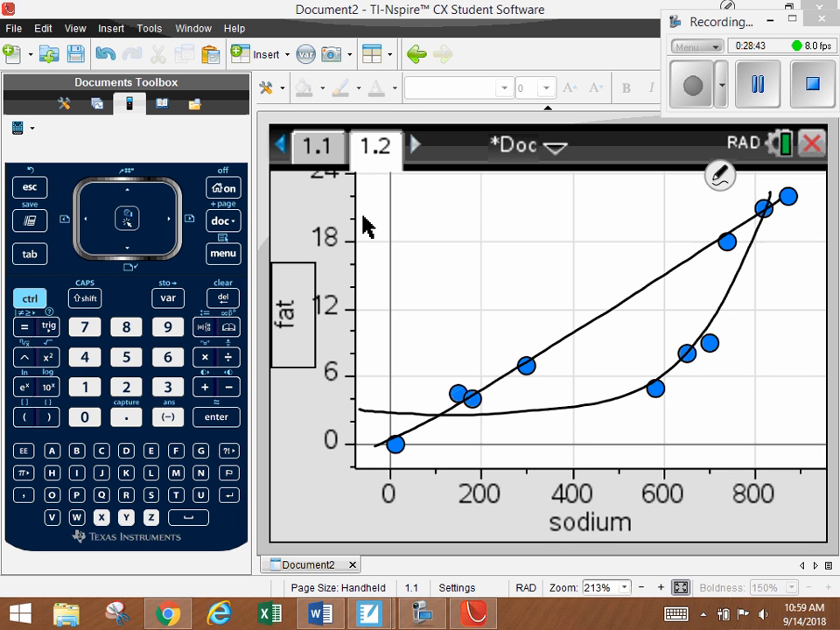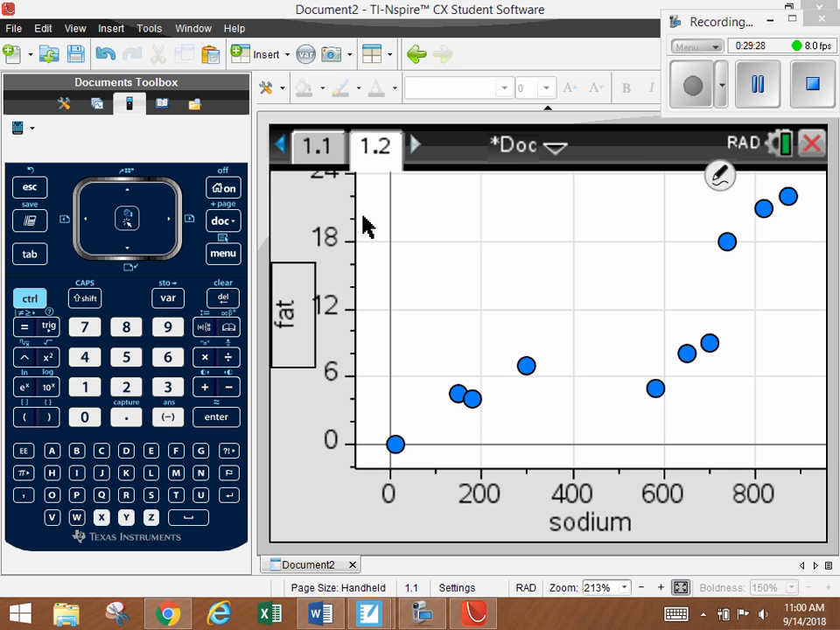But there is at least the distance on average from the line, right, is less for the nonlinear line than it is for the linear. Because of these 3 points here, we definitely have a departure from a linear. So there appears to be a fairly strong, positive, nonlinear relationship between sodium and fat.